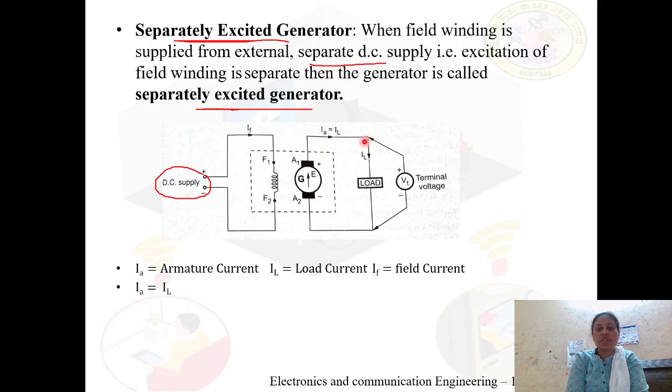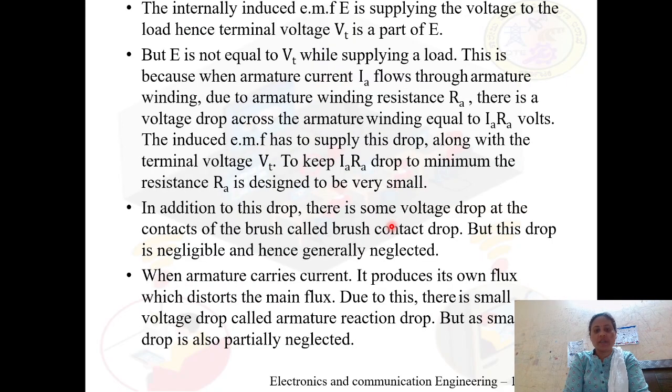So here the load is being connected to these two terminals. Here you can see whatever armature current flows, the same thing will be flowing through the load. Therefore, the armature current is equal to the load current here. This is the terminal voltage which we can measure across these two terminals of the armature, and the EMF will be induced in the armature. We indicate it with E. Now we will see the expression for voltage and current.